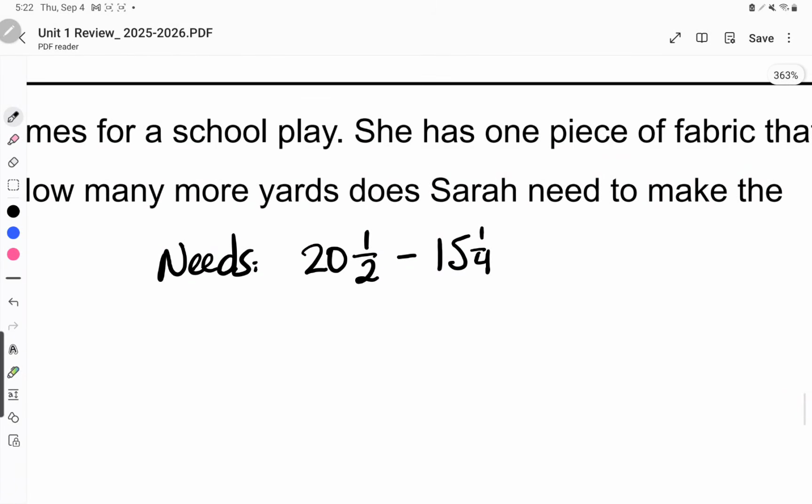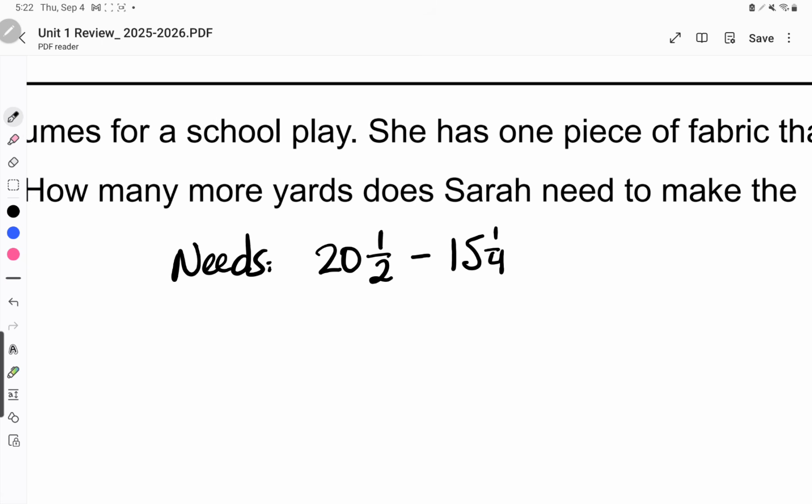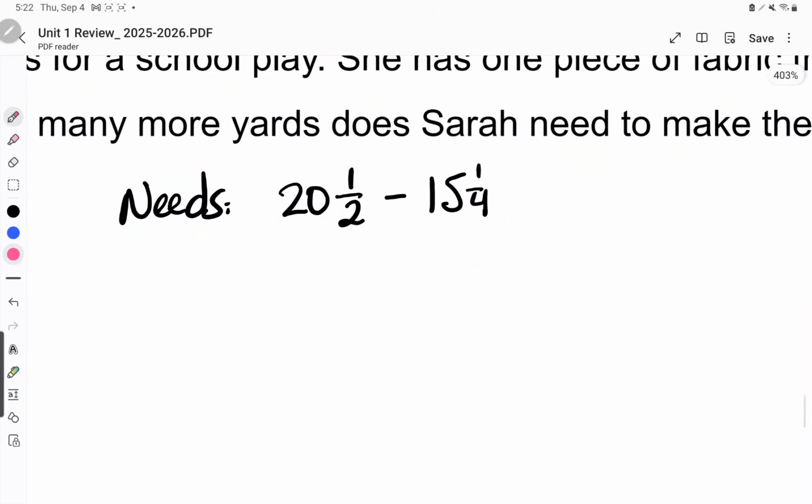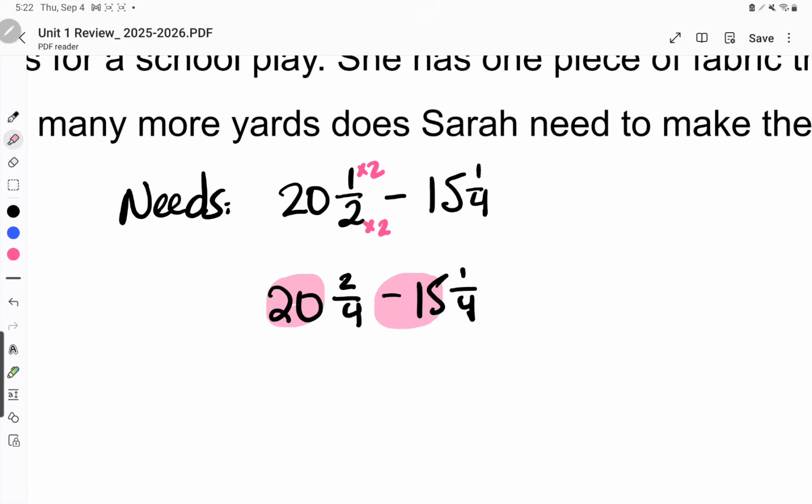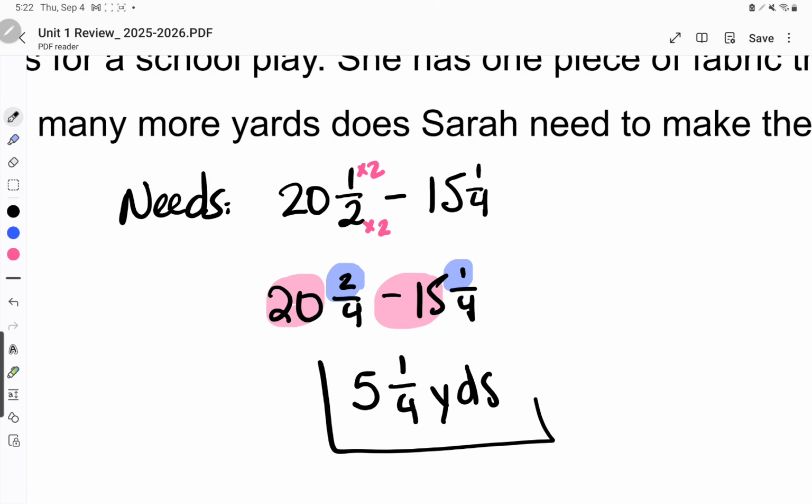Once again, when you add or subtract fractions, what do you have to have? A common denominator. So what I'm going to do is get 1/2 to have a denominator of 4, because we know that 2 and 4, their least common denominator is 4. So I multiply times 2 here, and I multiply times 2 here. So I have 20 and 2 over 4 minus 15 and 1 over 4. 20 minus 15 gives me 5. And then 2 minus 1 gives me 1/4. So she needs 5 1/4 more yards.